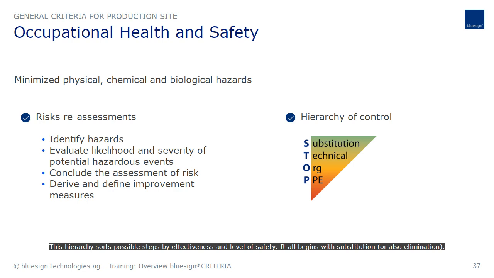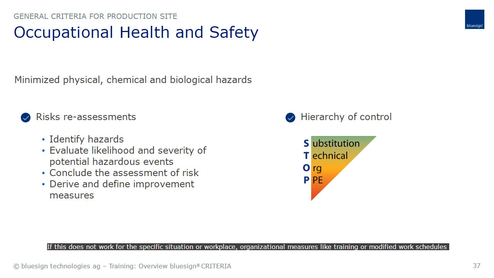It all begins with substitution or also elimination. Here, the risk can be reduced to the biggest extent, for example, by replacing a hazardous substance or practice with a non-hazardous one. If this is not possible, technical measures or engineering controls should be evaluated. This group of measures delivers a high level of safety without being dependent on the behavior of employees.